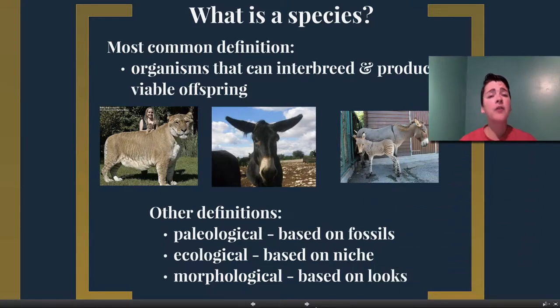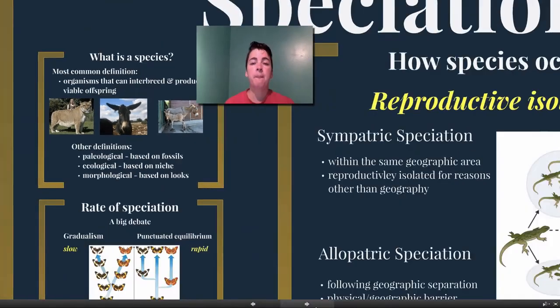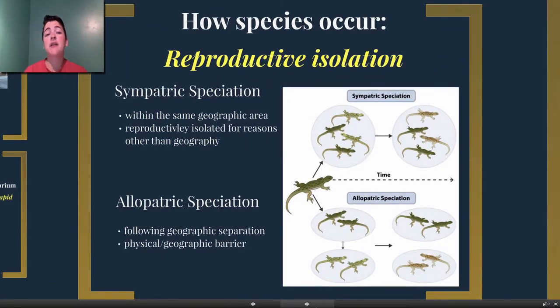There are several other definitions of species, some based on fossils, some based on niche, or where and how the organism lives, and some based on the appearance of the organism. There are pluses and minuses to all of these, but the most common definition used is the one about being able to produce offspring. And how does speciation occur?